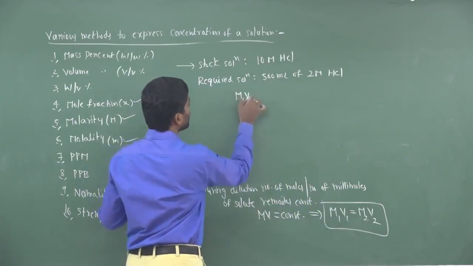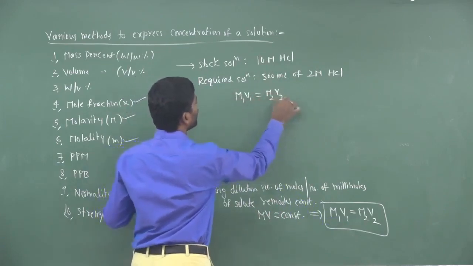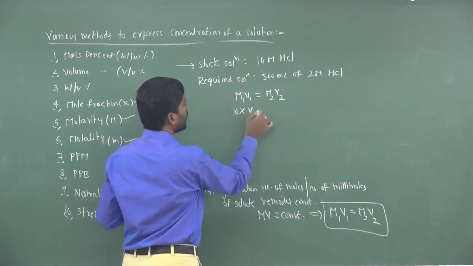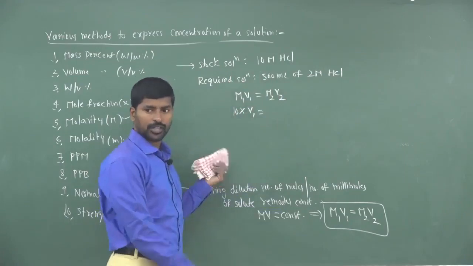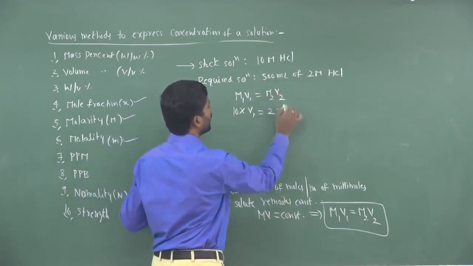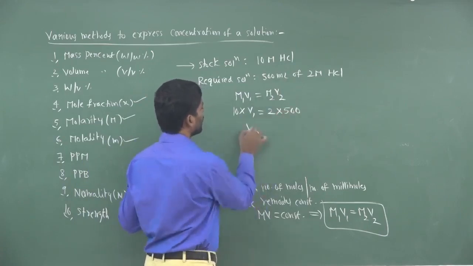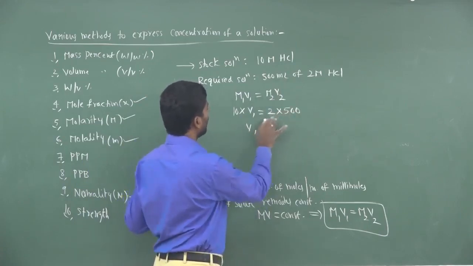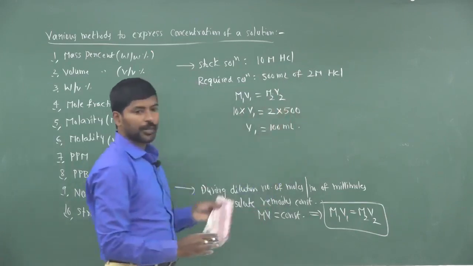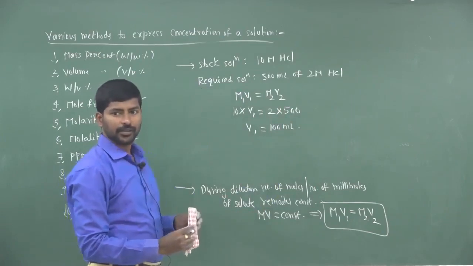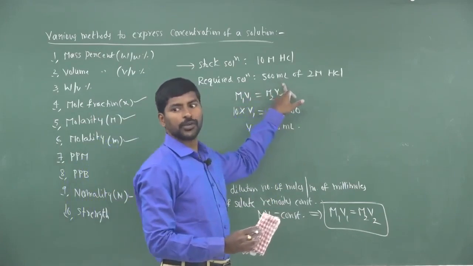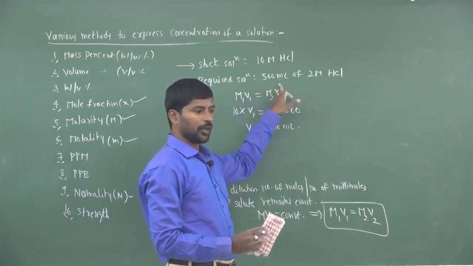So M1 V1 is equal to M2 V2. What is the initial concentration of HCl? Stock solution, 10. What is the volume of such stock solution we have to take, that we want to calculate? Final concentration is 2 and final volume is 500 ml. So what we are getting? 1000 by 10, 100 ml. So the volume of 10 M HCl required is 100 ml. To prepare 500 ml, how much water do we have to take? 400 ml of water.